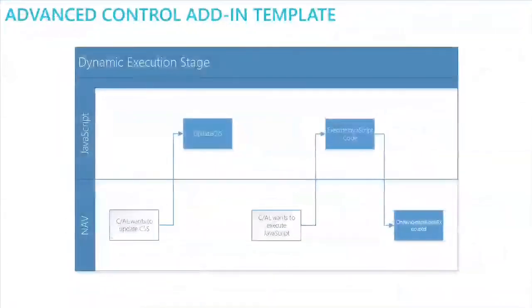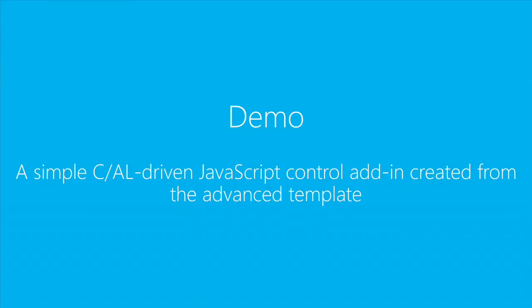And we have one more stage, which is the dynamic execution stage. So imagine that the CAL wants to update the CSS. For example, I want to change the style of something on the fly. I just call this update CSS, and then it updates the CSS in the page. And then we have the possibility to execute code on demand. So I call from CAL execute JavaScript code. I pass a string into it, and JavaScript executes that string and returns a value to me by calling the onJavaScript code executed event. So that's the advanced control add-in template that I'm going to present right now, which will also simplify this development process.